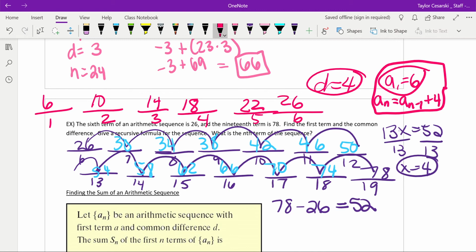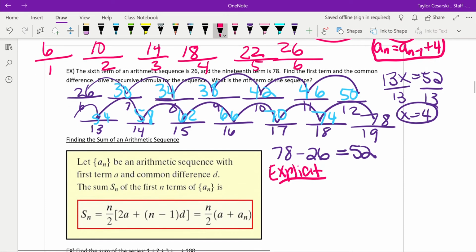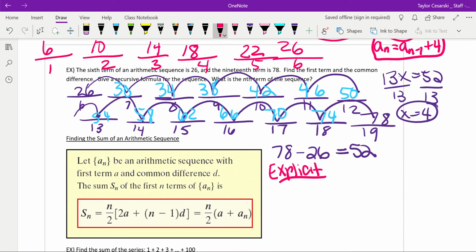Okay. And then lastly, what is the nth term? So that would be the explicit. We're just going to write that down here. Okay, the explicit. And that's what we just did on the previous page. So let's say I wanted to find the 100th term so that I don't have to keep adding 4 every single time. So a sub n equals 6, which is my first term, plus n minus 1 times 4.